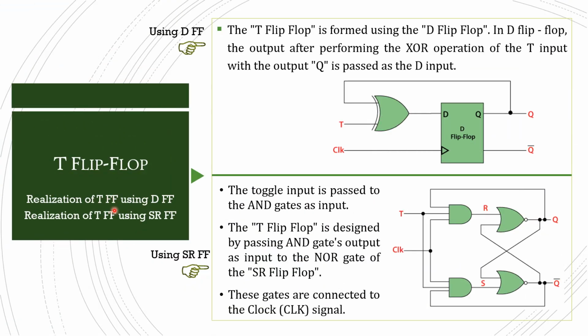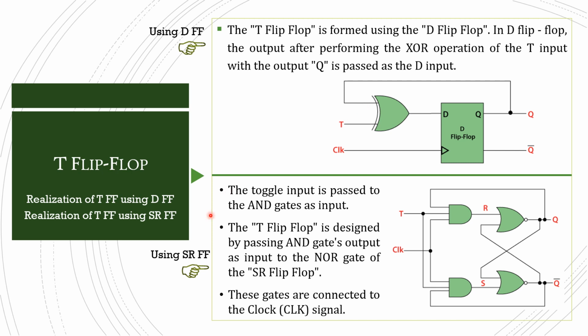We can construct a T flip-flop using D flip-flop as well as SR flip-flop. Let us look into the construction using D flip-flop first. In D flip-flop, the output after performing the XOR operation of the T input with the Q output is passed as the D input. So D is equal to T XOR Q.